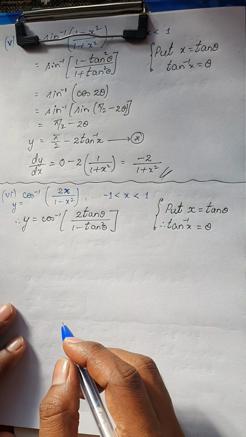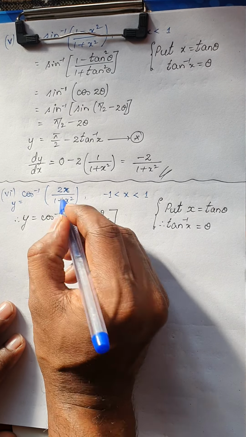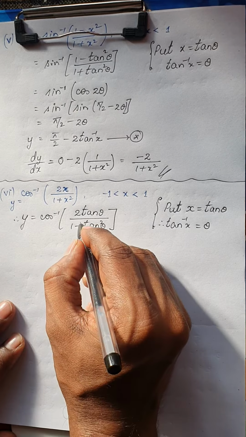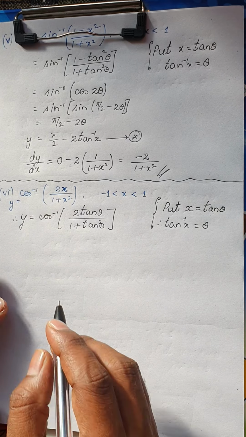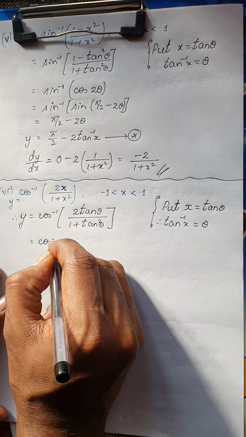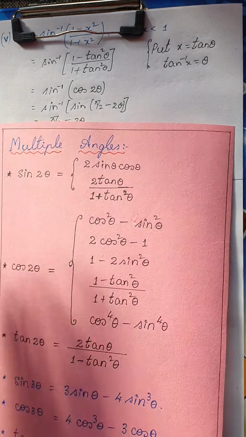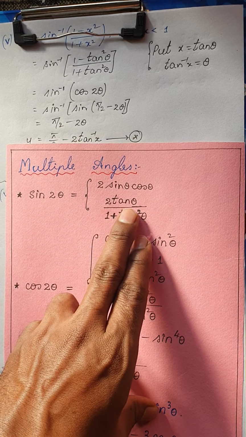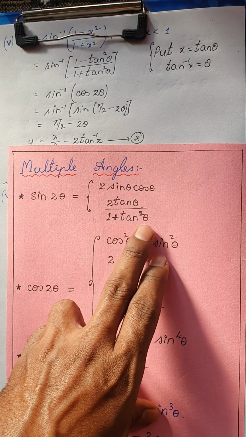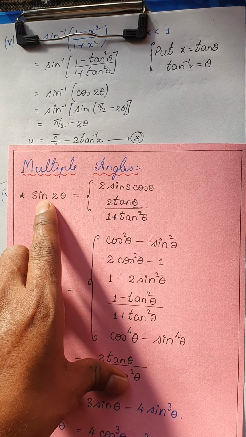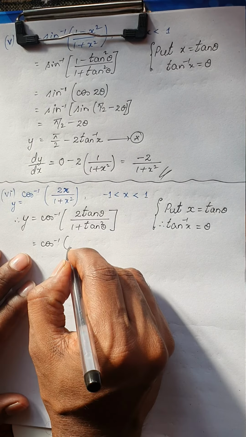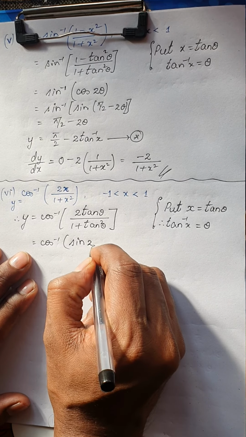Excuse me friends, the question is 1 plus x square. So this becomes 2 tan theta divided by 1 plus tan square theta. So this is nothing but cos inverse of... you might be wondering what the result is. We know 2 tan theta divided by 1 plus tan square theta can be written as sine 2 theta, isn't it? So I am going to write it as sine 2 theta.